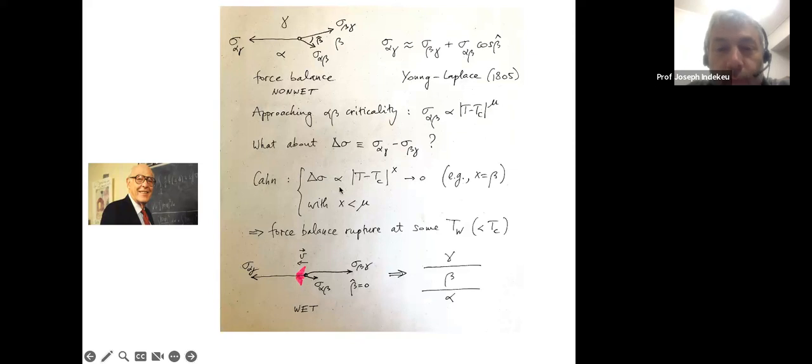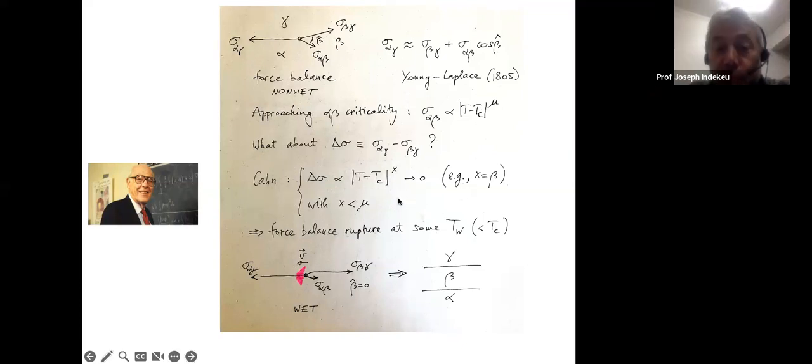So the situation is even worse than delta sigma going to zero in some fashion, more slowly than sigma plus minus. In fact, it doesn't go to zero at all. It stops existing, and therefore necessarily we must go over into the wet state, because the wet state is the only physical equilibrium state that exists. You cannot even consider anymore the non-wet state.